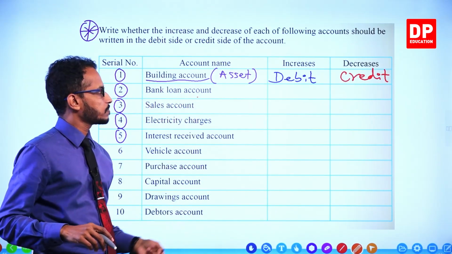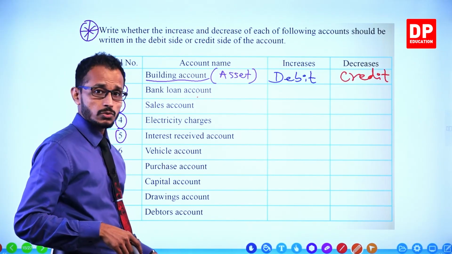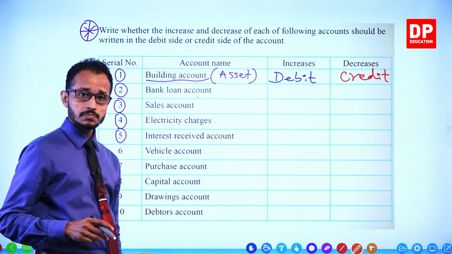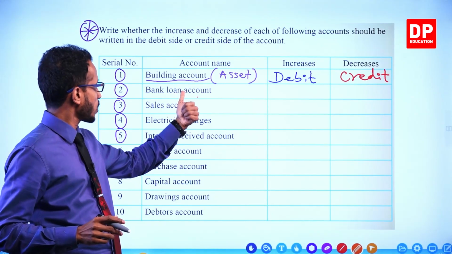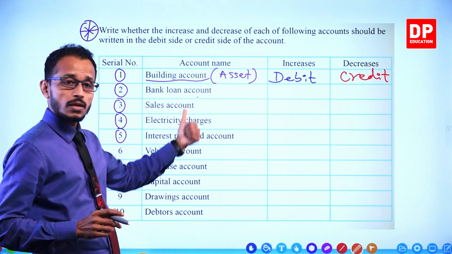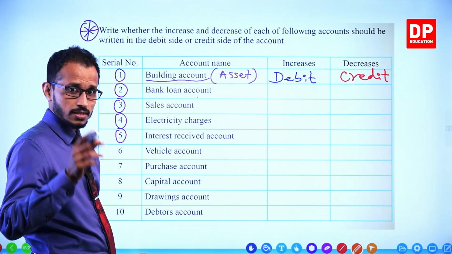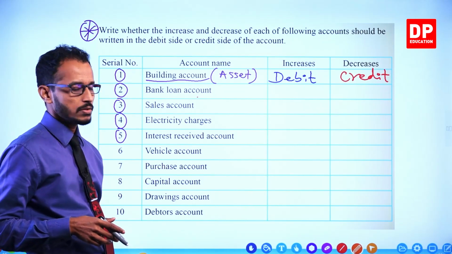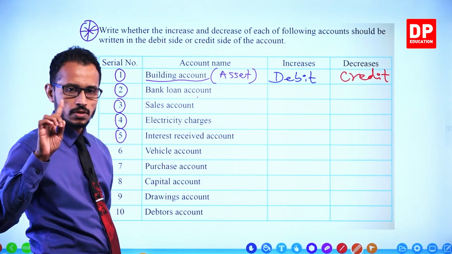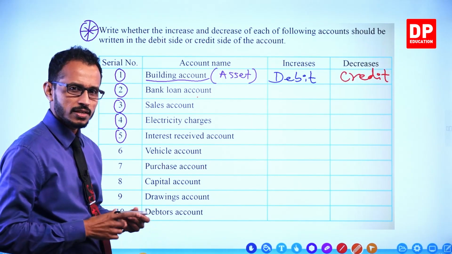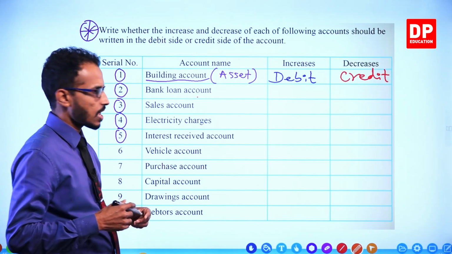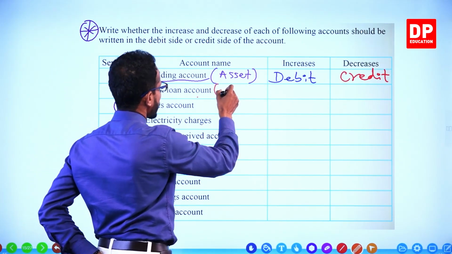Bank loan account. What type of an account is the bank loan account? Asset? No. Somebody said liability. That's correct. It is a liability.